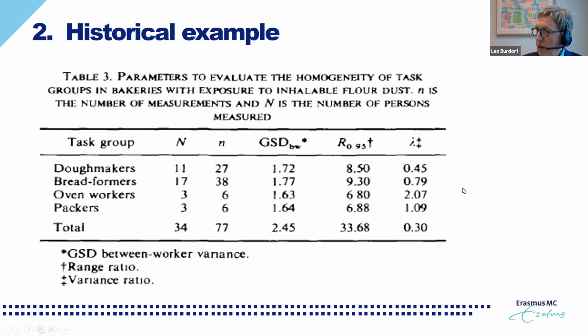And then here we also have a very interesting pattern. What this lambda, this variance ratio here, tells us is that if you look at the oven workers, the variance within the oven workers is much larger than the variance between the oven workers. So it depends very much on the particular situation what was driving the exposure.